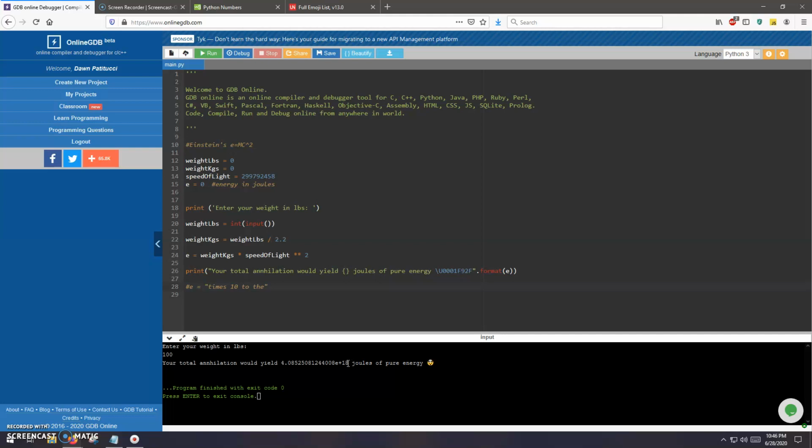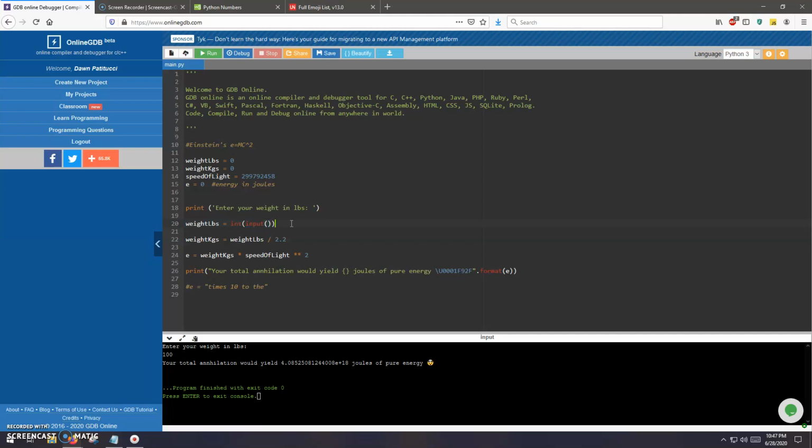So it's obviously a huge number that is going to be generated, in joules of energy generated for even a small 100-pound person. So anyway, that is the formula. So let's take a more detailed look at the code here. We have enter your weight in pounds. The user enters the weight in pounds.